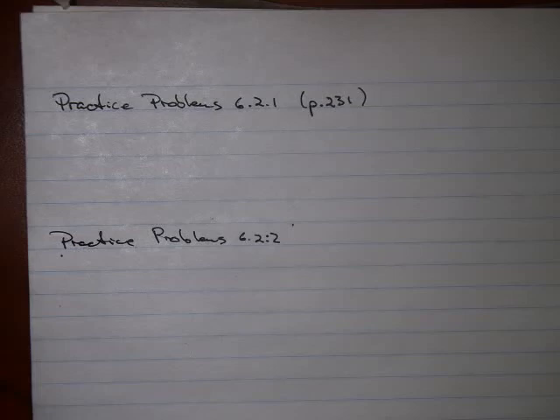Alright, let's do a few problems. Let's do number one, practice problem 6.2.1. It says here, a resistor allows 1 milliamp to exist within it when a potential difference of 1.5 volts is applied to its ends. What is the resistance of the resistor in kilo ohms?